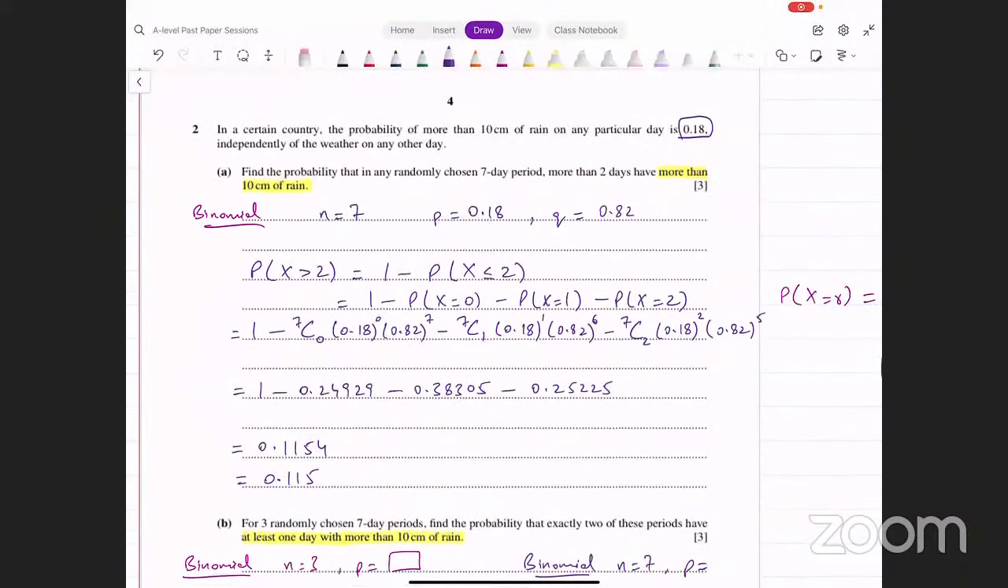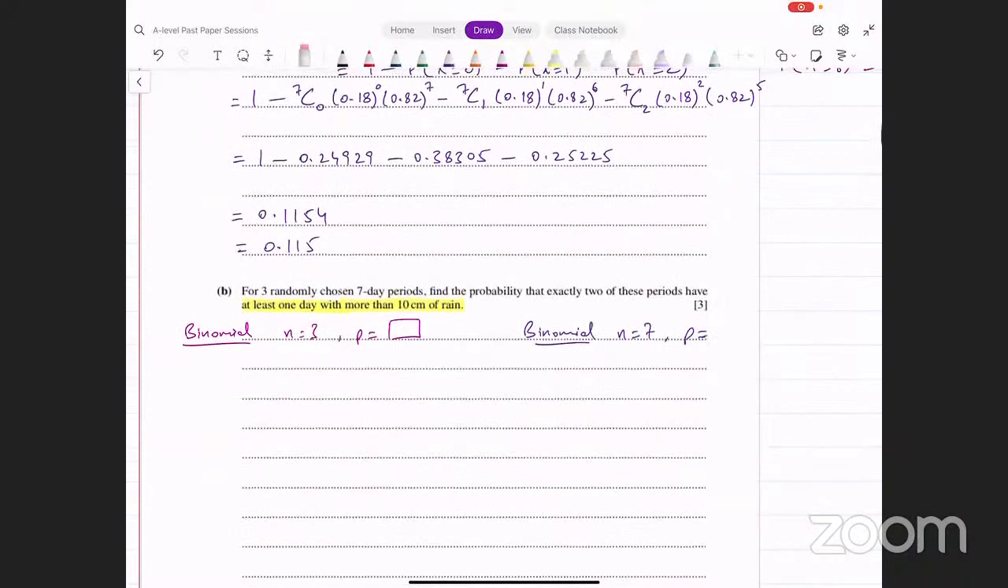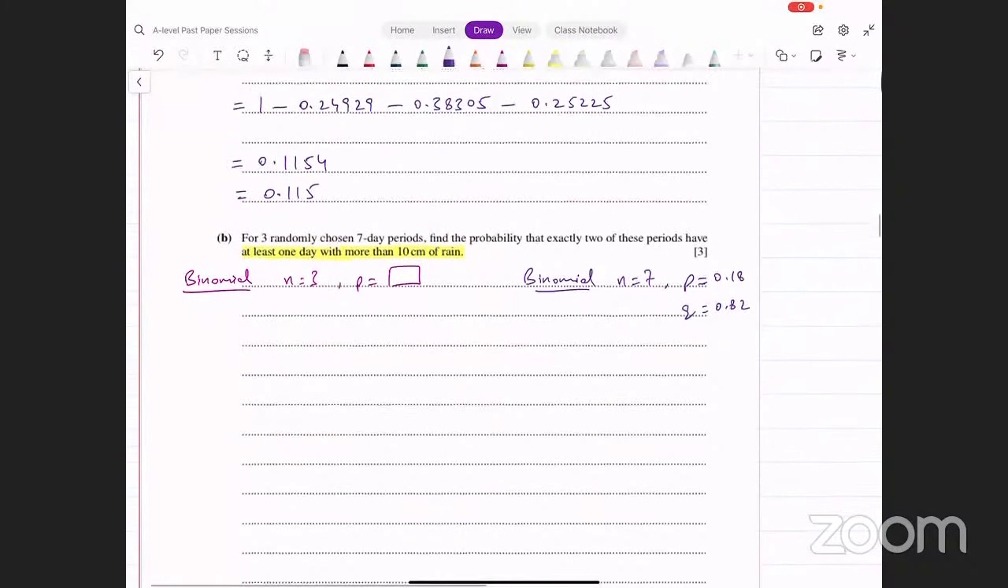वहां पे सक्सेस was defined as more than 10 centimeters of rain. तो बेसिकली हमारे पास वो ओरिजिनल बाइनोमियल है, उसमें 0.18 इसकी प्रोबेबिलिटी ऑफ सक्सेस थी and 0.82 was the probability of failure. उसमें हमें सबसे पहले फाइंड करना है what's the probability of having at least one success.